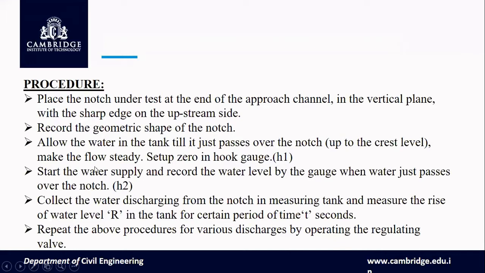Then, by the time the flow is steady, set up the zero gauge. That is known as your H1, the initial water level reading H1. Once you have noted down H1, start the water supply and record the water level by the gauge when water just passes over the notch. So that is your H2, the final water level reading. Then the difference H2 minus H1 will give the head over the notch in meters.